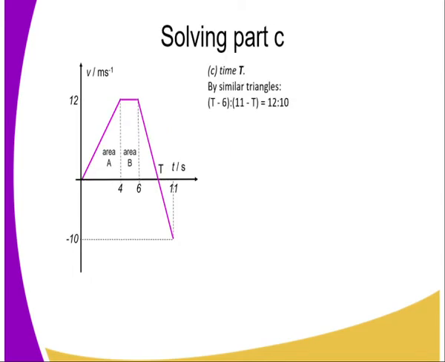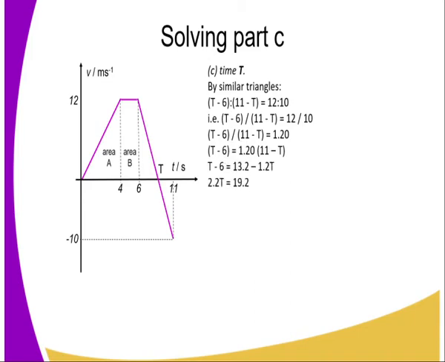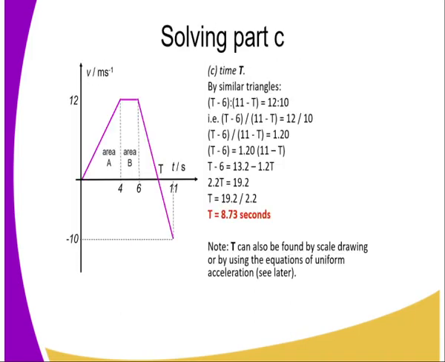Now solving part C, that is the time, by similar triangles you will realize that by getting the time at t, which gives us the gradient of the triangle, gives us 12 seconds and 10 seconds. That is the gradient of t subtracted by 6 and 11 minus t, which is the distance of the time we need to get. When we subtract the two and get the gradient, it gives us 8.73 seconds. Note that t can also be found by scale drawing or using the equations of uniform acceleration.